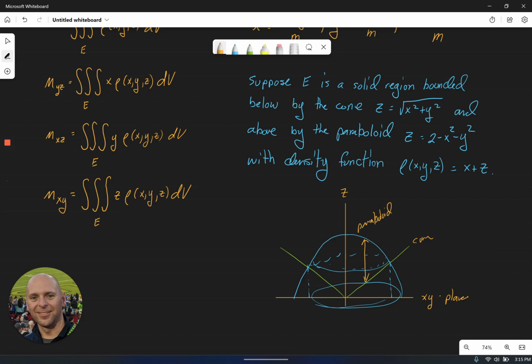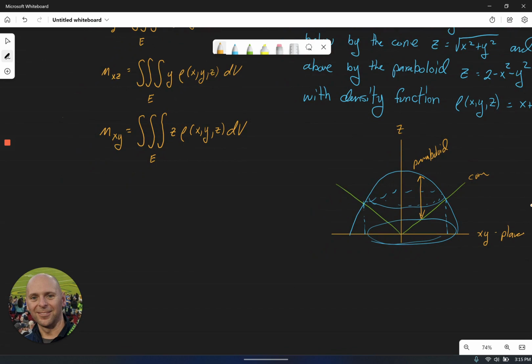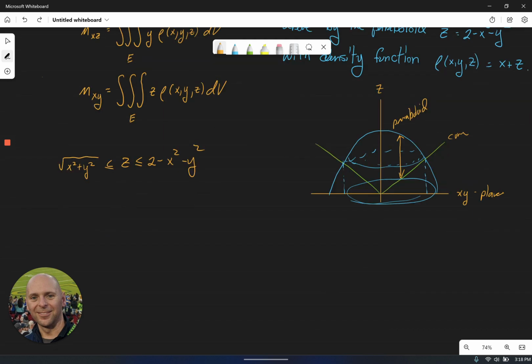So that'll help us set up those z-bounds. Now I can grab that z is going to go between the square root of x squared plus y squared on the bottom, and on the top, that paraboloid, 2 minus x squared minus y squared. So this will need to get converted to cylindrical coordinates. I think that might be the best choice for us here. We might be able to do it in spherical, but cylindrical seems like a natural fit.